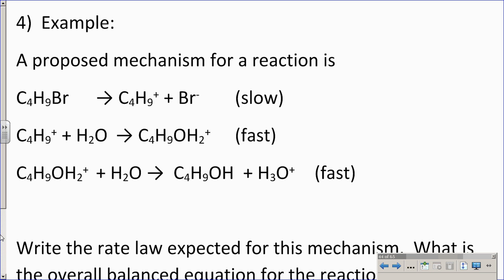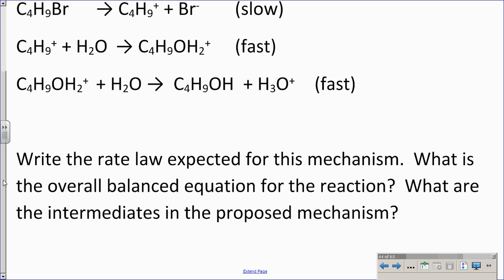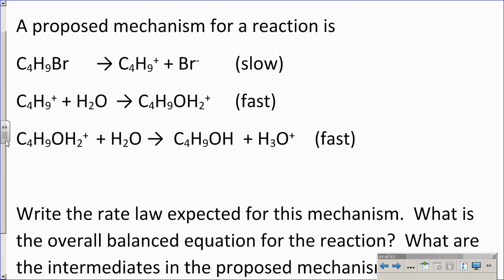Okay, so here's another proposed mechanism. Write the rate law expected for this mechanism. What is the overall balanced chemical equation? You guys do that real fast.